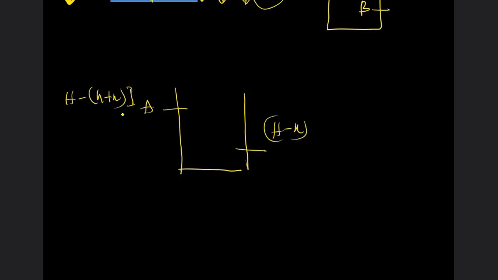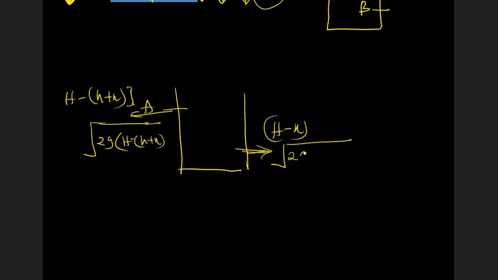So the velocity that goes out from A is root 2g (capital H minus (h plus x)), and the velocity that goes out from point B is root 2g (capital H minus x). Now we have the velocities. Now we need to find the mass per unit time.